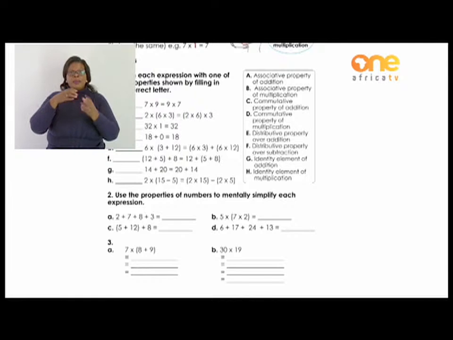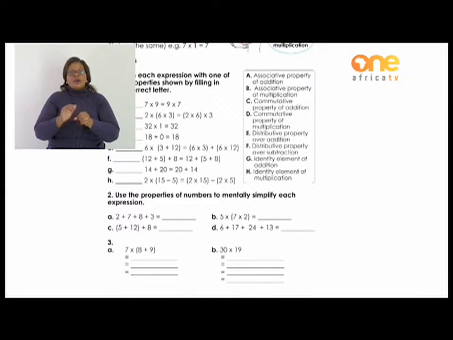So what you have to do is look on your right hand side where there is a box of properties. The first one is associative property of addition, and it goes on, and the last one is identity element of multiplication. So if you go through and watch what I have explained on the chalkboard, you should be able to use these properties and fill in the correct letter.